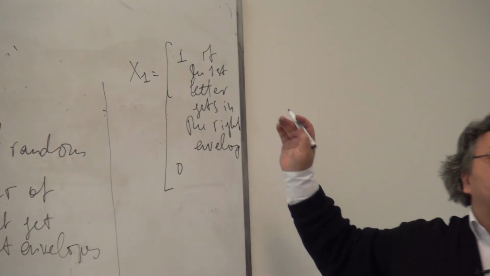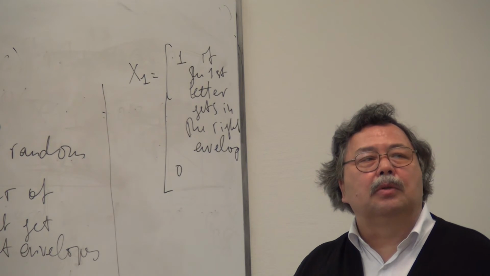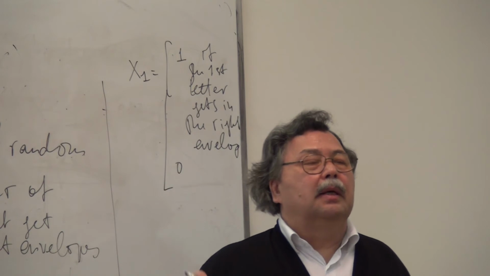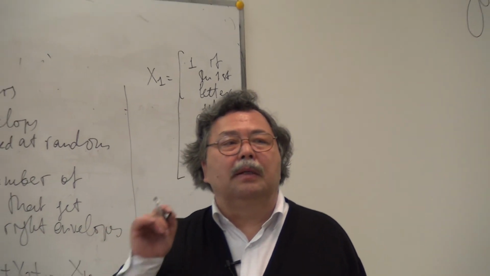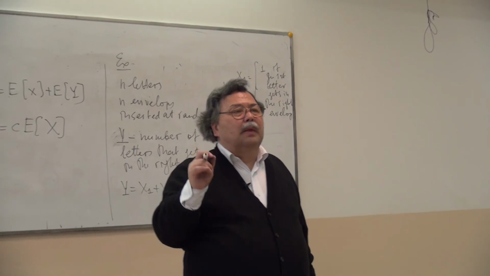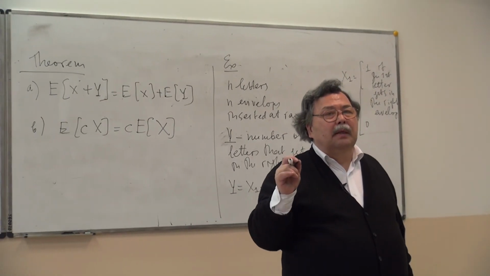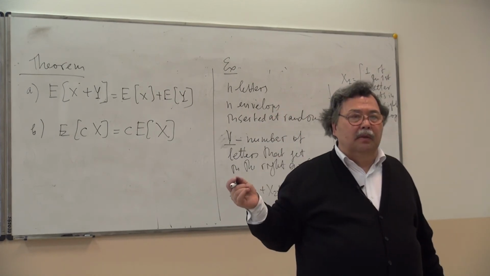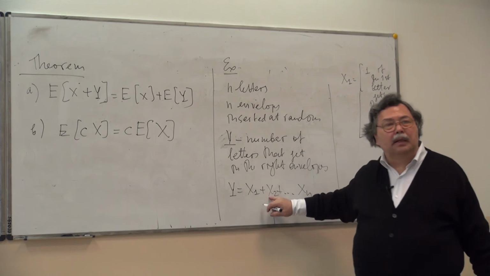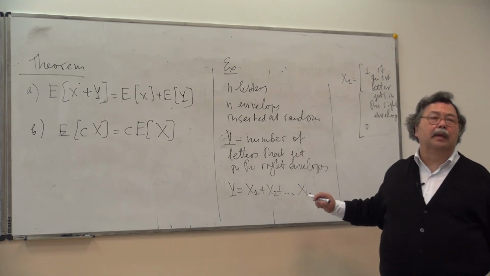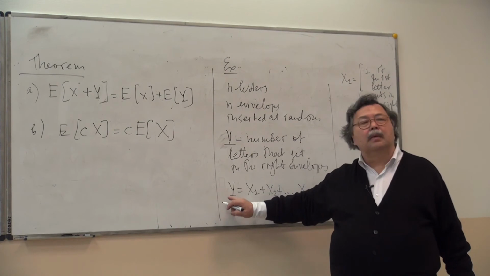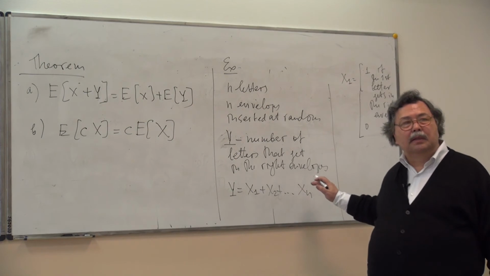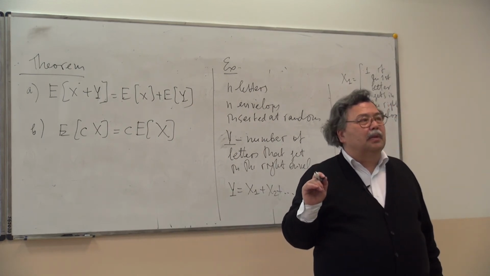Well, I'm not sure you can read this, but let me read it again and try to explain. So we associate a separate random variable with each letter, and this random variable is defined in this way. x1 is, by definition, 1 if the first letter gets in the right envelope, and it's 0 if it gets in the wrong envelope. And the same for the second letter, the third letter, and so on. Now, do you understand that y, the total number of letters that get in the right envelopes, is the sum of these? Do you understand this point?